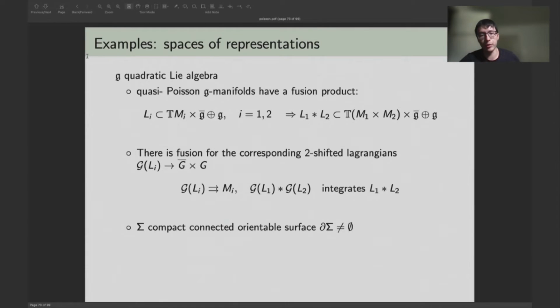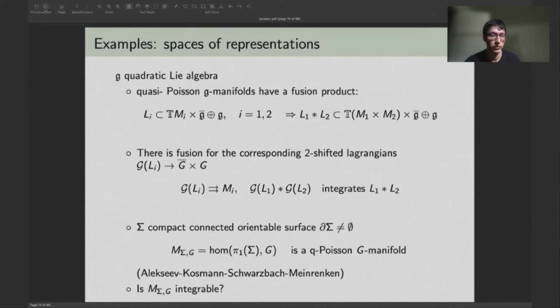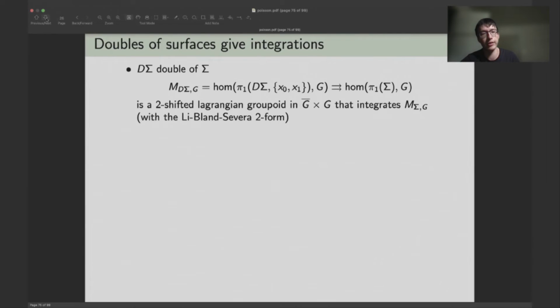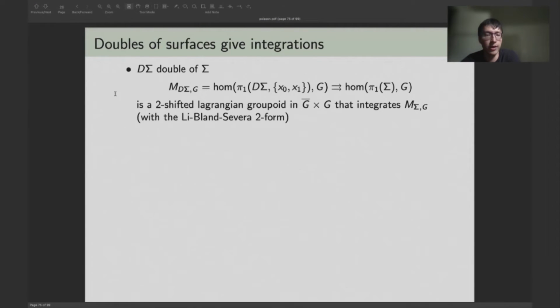So the most important examples of quasi-Poisson G manifolds are given by representation spaces of surfaces. If we have a compact connected orientable surface with non-empty boundary, this space of representations is a quasi-Poisson G manifold. And we can ask ourselves, is that quasi-Poisson manifold integrable according to this principle? Well, it turns out that yes, they are all integrable. There is a nice description for an integration.